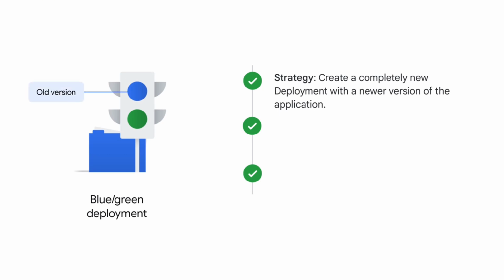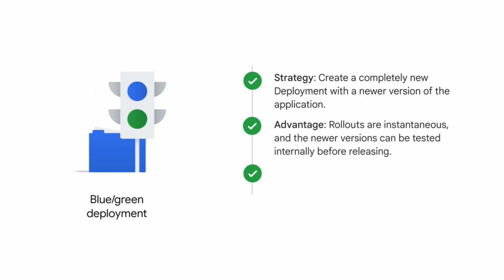Blue refers to the old version, and green refers to the new version. When the pods are ready, the traffic can be switched from the old blue version to the new green version. Then, pods in the blue deployment version will be deleted. The advantage of this strategy is that the rollouts are instantaneous, and the newer versions can be tested internally before releasing them to all users.